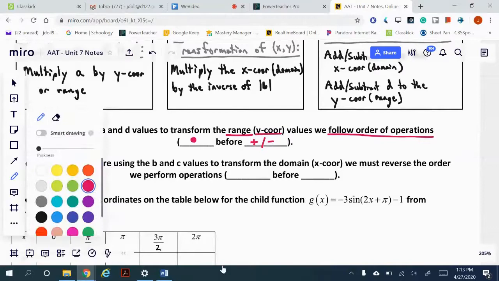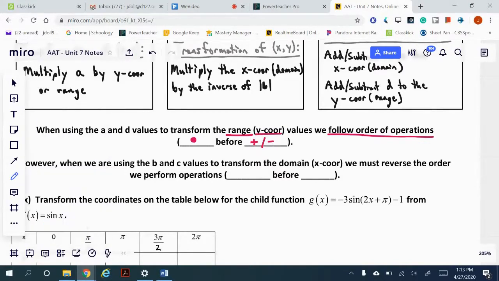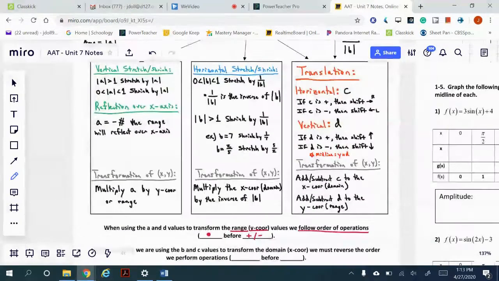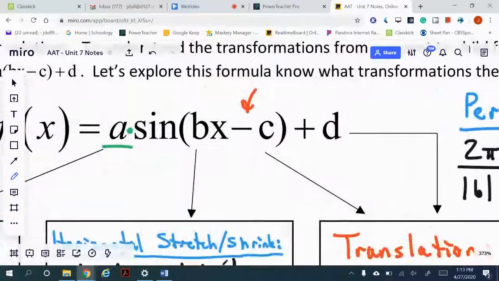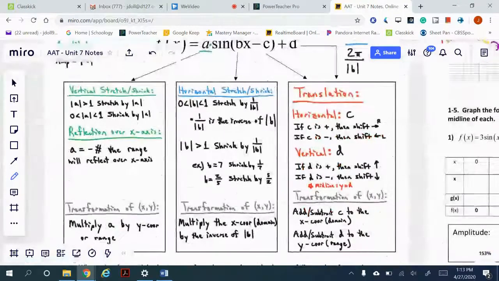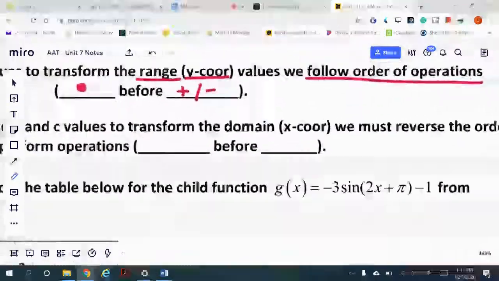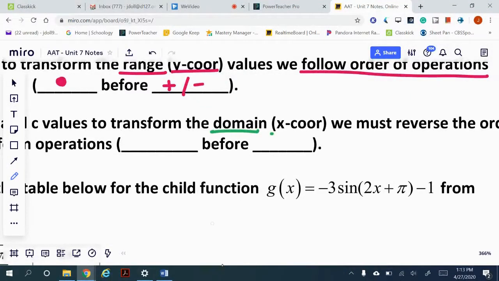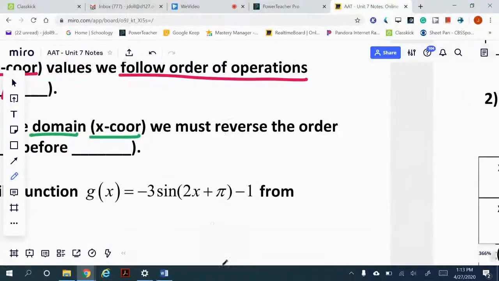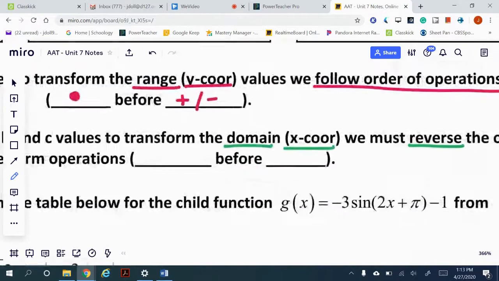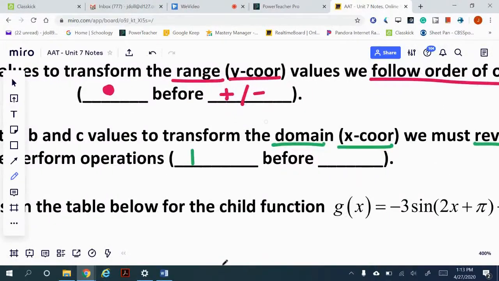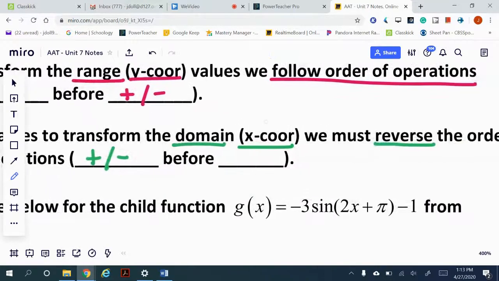Now, again, this comes back to that idea of an inverse. Because the b and c values, notice up here, the b and c values are inside the sine function, where a and d are outside, we are going to have to do the opposite. So when we transform the domain, the x coordinates, we must reverse the order of operations. And essentially what that means is we need to do any adding or subtracting before we multiply.